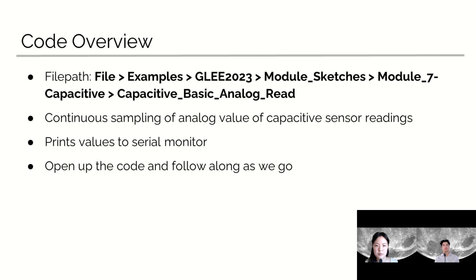So, Yvonne, would you be able to give us a brief code overview? Yes, definitely. The sketch we'll be going over today is the capacitive basic analog read sketch, and this lives inside the module 7 capacitive folder, inside the GLE 2023 folder. What this sketch does is continuously sample analog values from the capacitive sensor, and these readings will be printed out. Perfect. And for everybody watching, feel free to open up the code and follow along as we go.